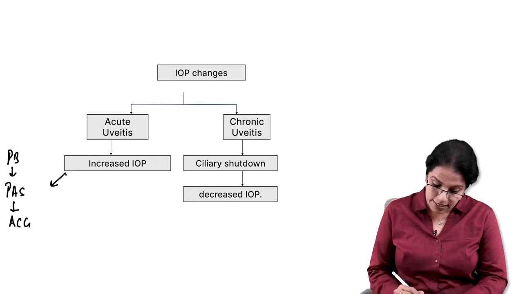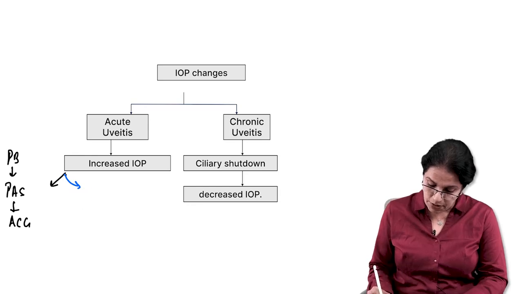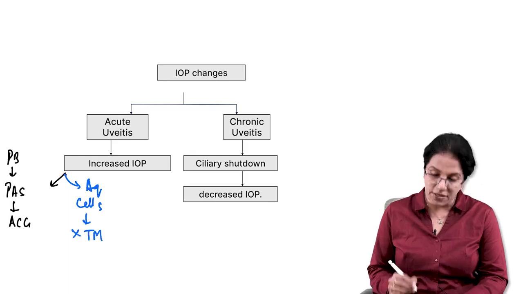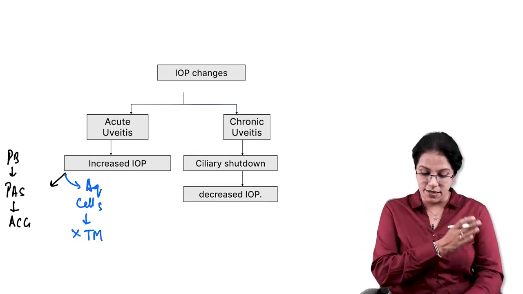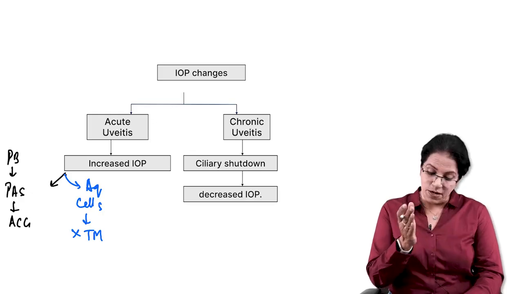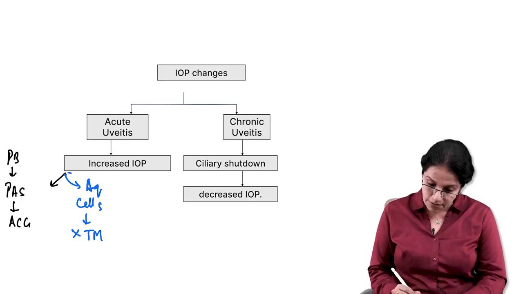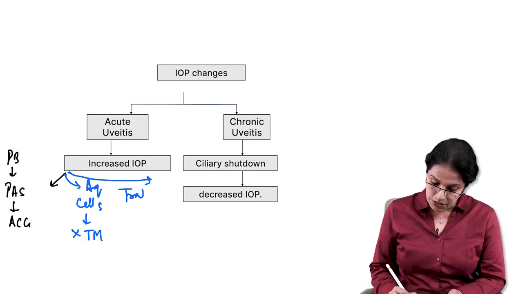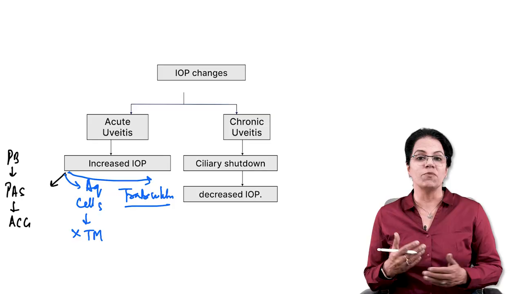What can be the second mechanism? Second, the inflammatory cells, that means we are talking about aqueous cells, are blocking the trabecular meshwork, they block the TM. Naturally, this will be an open angle glaucoma. Earlier this was angle closure. And what is the third? It can sometimes also lead to trabeculitis, the inflammation in the trabecular meshwork. Okay, so these can be some causes of more pressure.